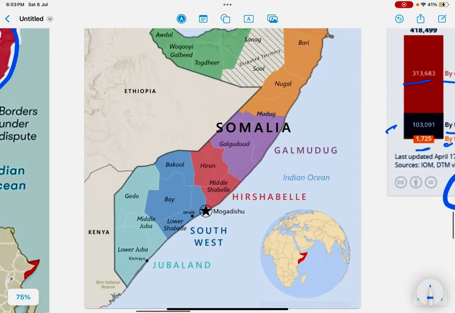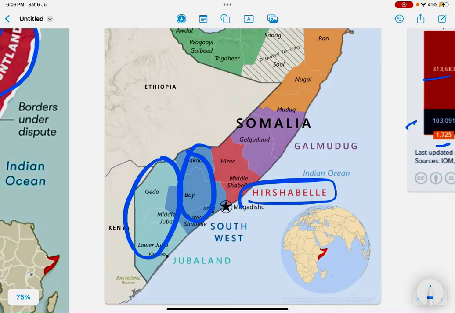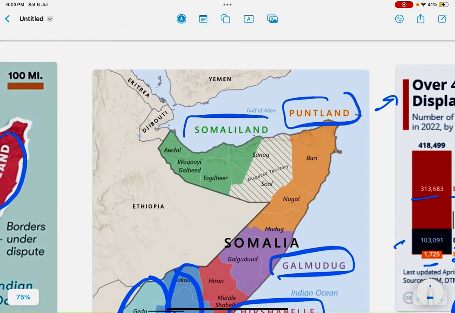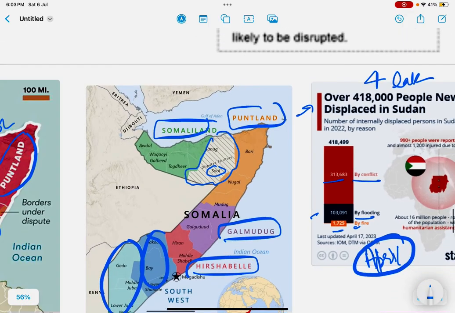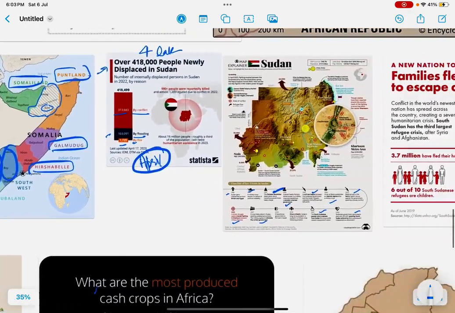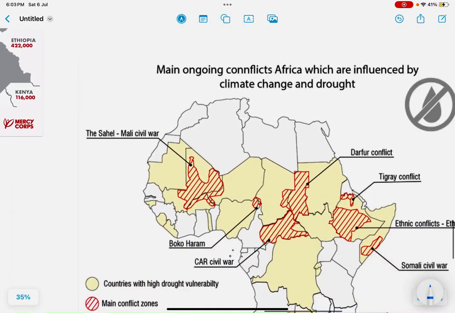So another map to help you understand. This is the Juba region. This is Southwest. This is Hirshabelle. This is Galmudug. This is Puntland. This is Somaliland, and this region is Sool, as I've been telling you. Right. We have seen these for Sudan. So let's go to the next one, that is conflicts.